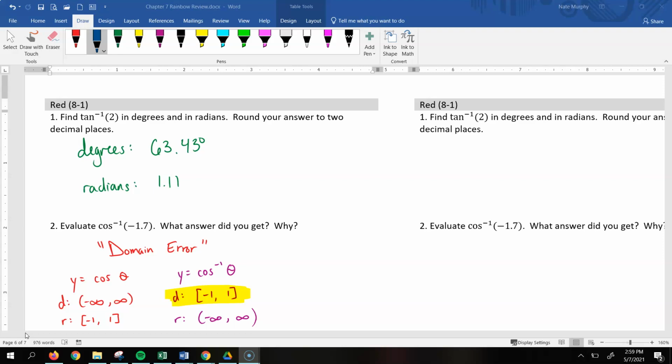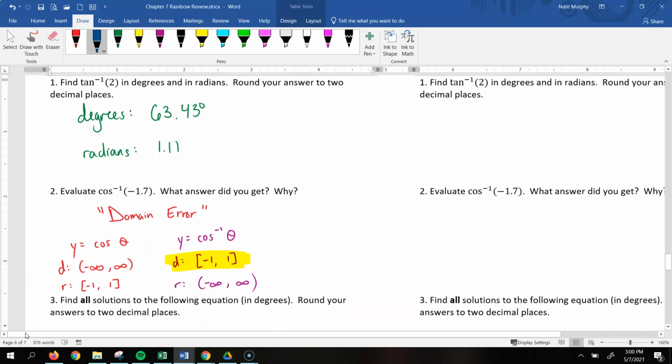So for number 1, we have to find the inverse tangent of 2 in both degrees and radians. So this is just a matter of making sure you know how to change your calculator from degree mode to radian mode and vice versa. When it says that we want to do it in degrees, make sure your calculator's in degree mode, and just type in inverse tangent of 2 and you get 63.43 degrees. Do the same thing, inverse tangent of 2, but this time make sure your calculator's in radian mode, and you get 1.11. So that'd be your answer for number 1.